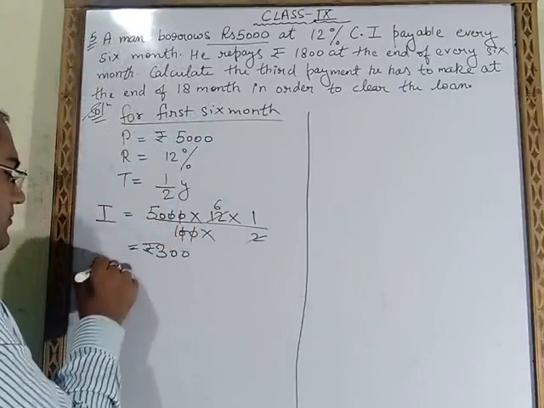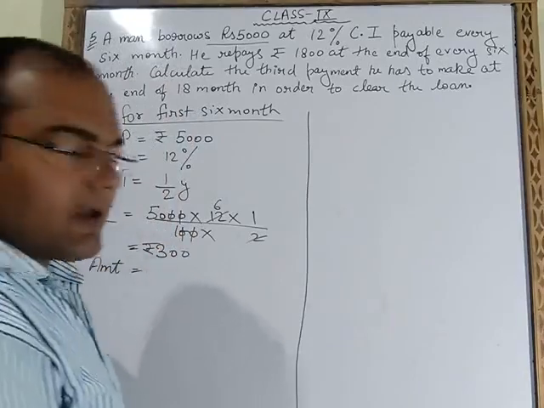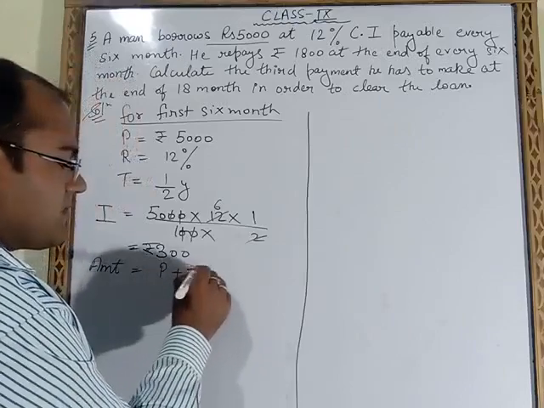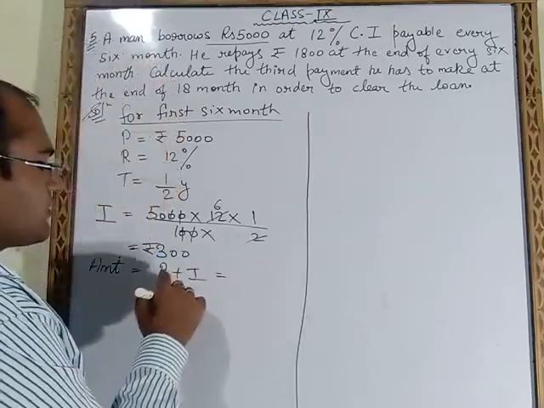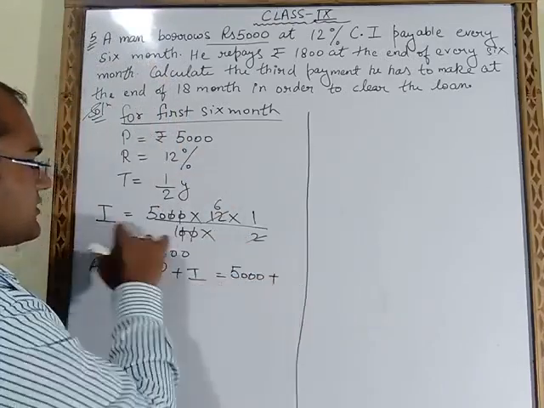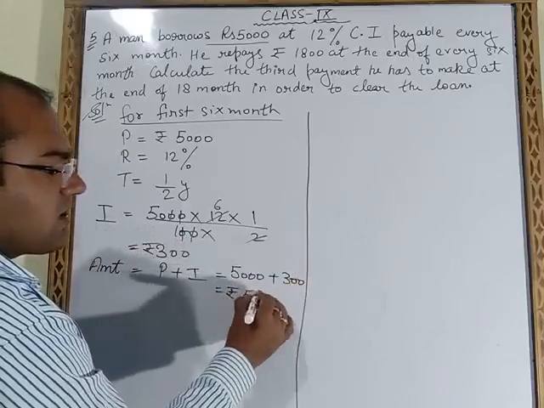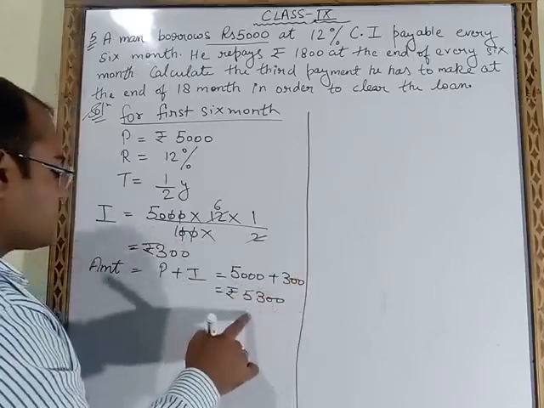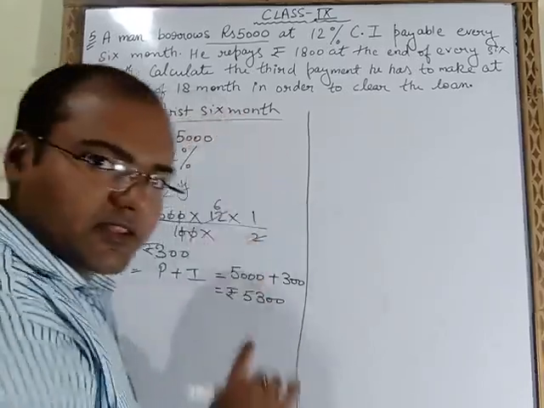Now we will find the amount. Amount is equal to principal plus interest. Principal is 5,000 rupees plus interest is 300. On adding these two we will get 5,300 rupees. This much is the amount at the end of the first 6 months.